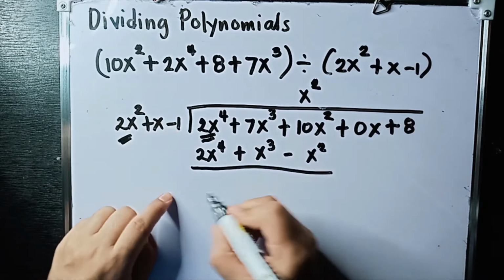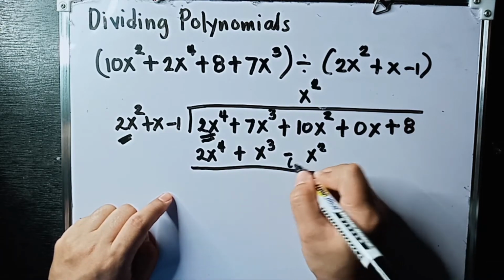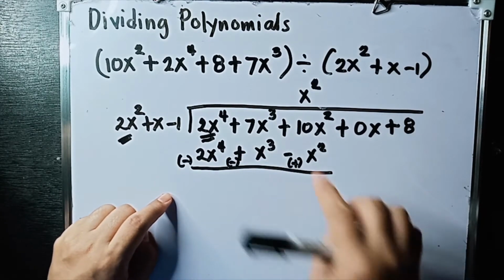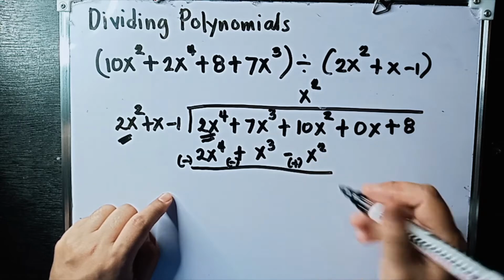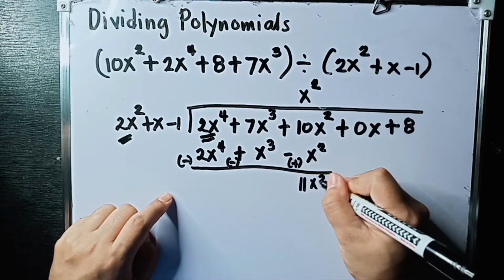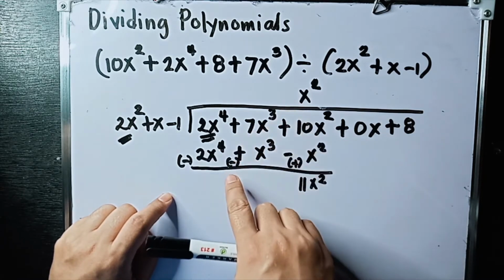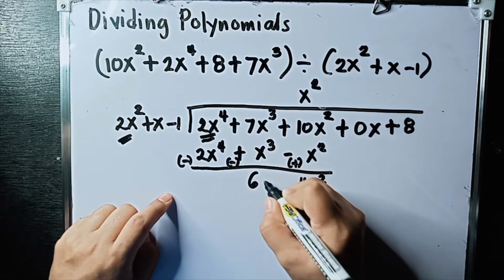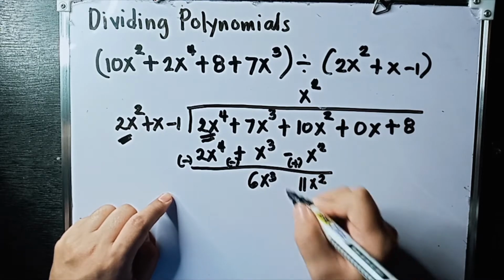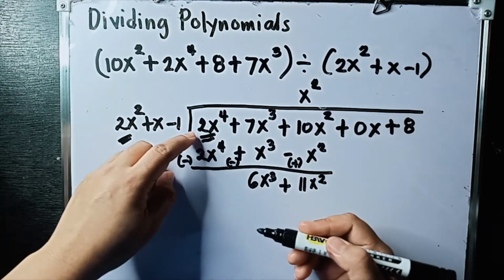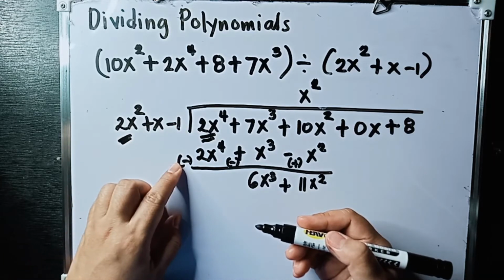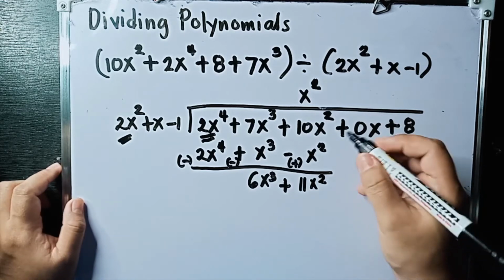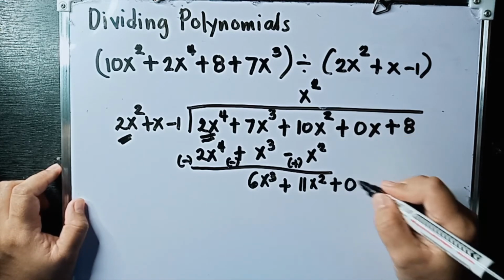And then we subtract. Change the sign of the subtrahend. So this one will become plus, and this one is minus now. So 10x squared plus x squared, we have 11x squared. 7x cubed minus x cubed, so we have 6x cubed. Okay, this one is positive. So 2x to the fourth minus 2x to the fourth, of course, is 0. We don't need to place 0 anymore. So we bring down now our 0x.